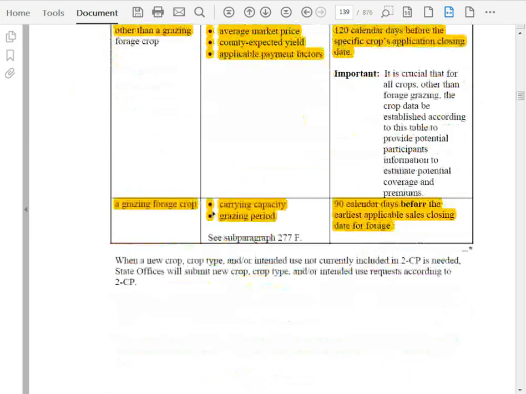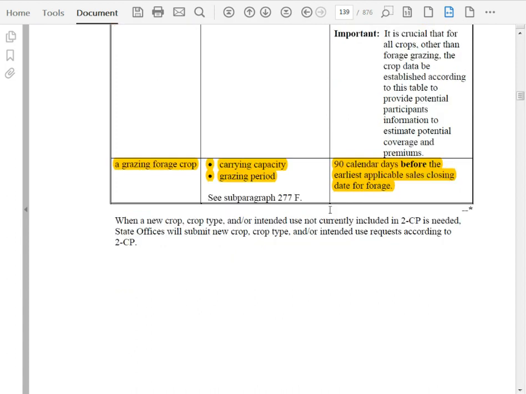If the crop is a grazing crop, then the state committee needs to look at 2 factors: the carrying capacity and the grazing period. Those are also set each year. The deadline for those changes is 90 days before the earliest applicable sales closing date for forage.